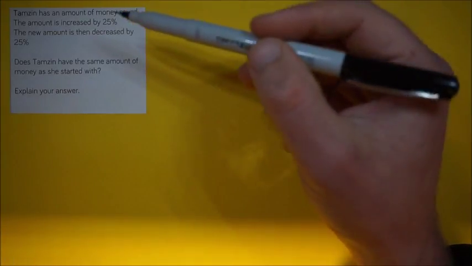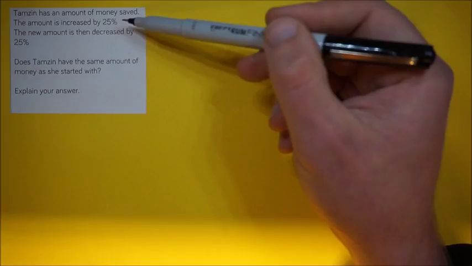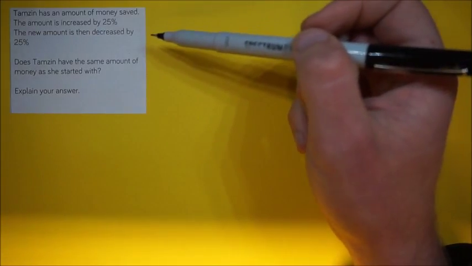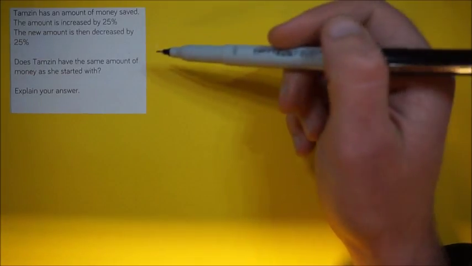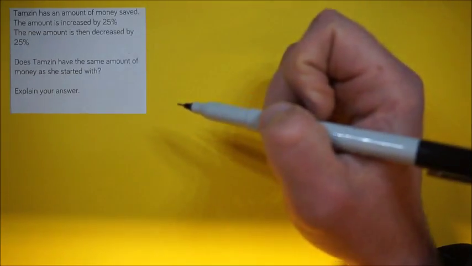Here is today's question. Tamsin has an amount of money saved. The amount is increased by 25%. The new amount is then decreased by 25%. Does Tamsin have the same amount of money she started with? Explain your answer. Best of luck with this one.